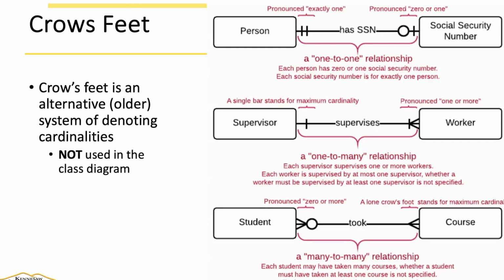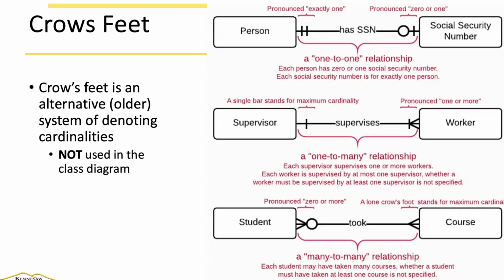So we can see that between person and social security number there is a one-to-one relationship. Each person has 0 or 1 social security number, and each social security number belongs to exactly one person. From person to social security, on the right side, we can see a circle and a dash. That shows it can be considered as 0 or 1, but from social security to person there are 2 dashes, so it shows that there is exactly one person for that social security number.